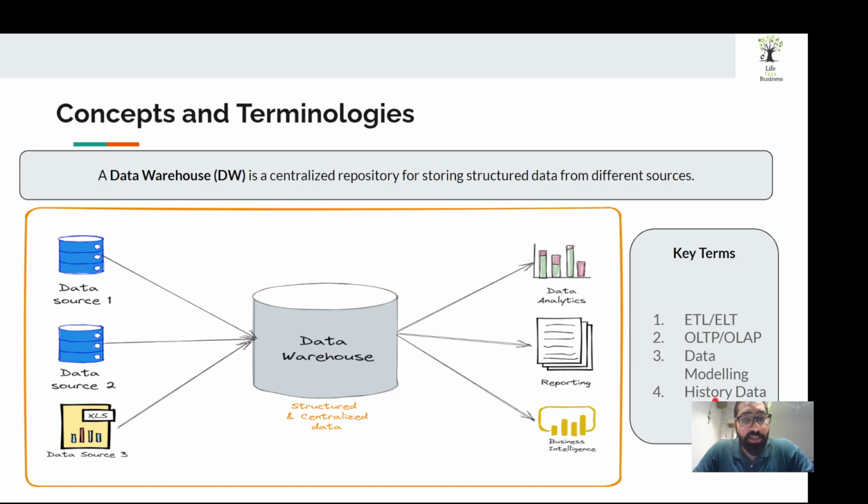Then history load, as I said, in a data warehouse we don't do the analysis of the transactional data. We bring all those transactions in as history and then do analytics on top of it.